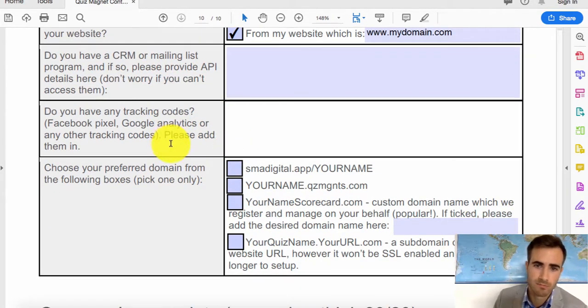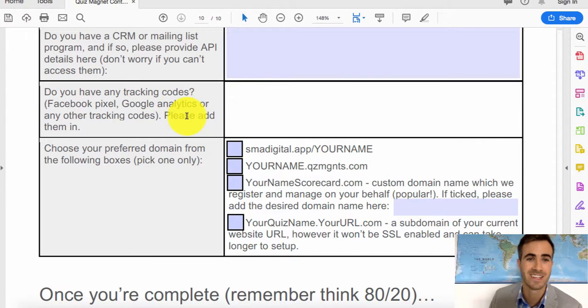Then finally, second last thing is, do you have any tracking codes? This is things like a Facebook Pixel or Google Analytics. If you don't know how to find your Facebook Pixel, it's in your business account. If you have one in Facebook, there's loads of videos if you just Google how to find it. Same with Google Analytics, just put those codes in here. Otherwise, generally speaking, if you have this hooked up to your website, we can find it for you anyway. So lots of flexibility there.